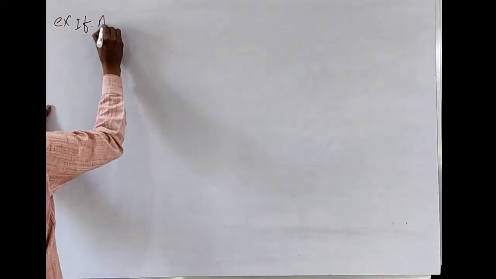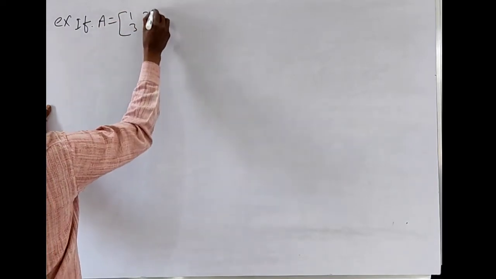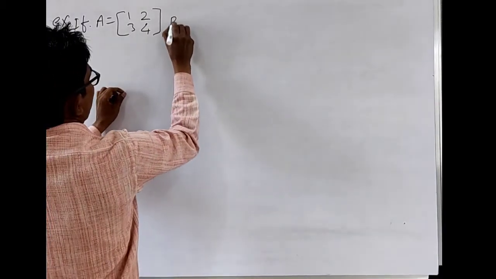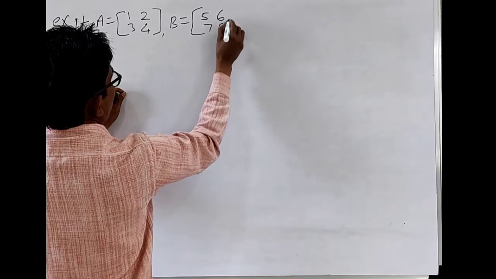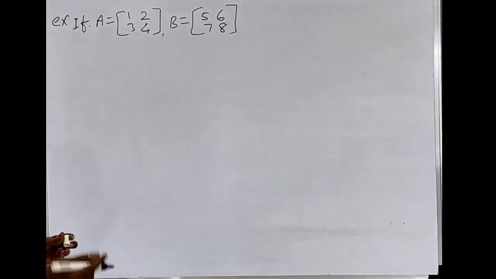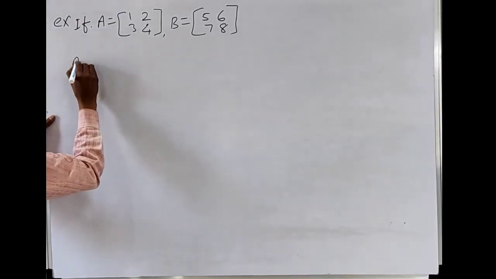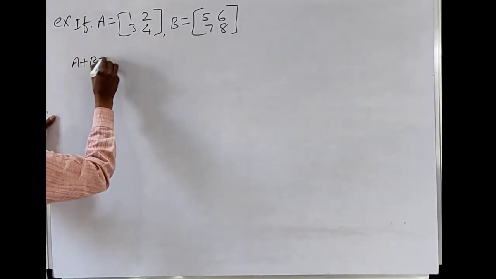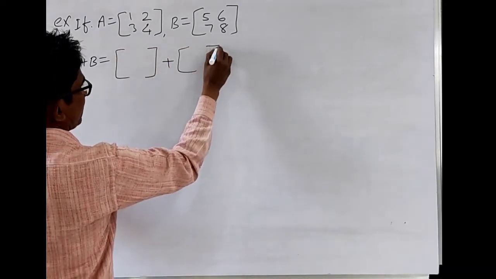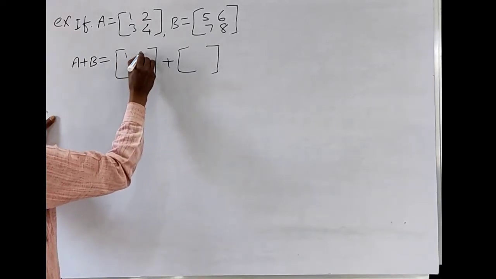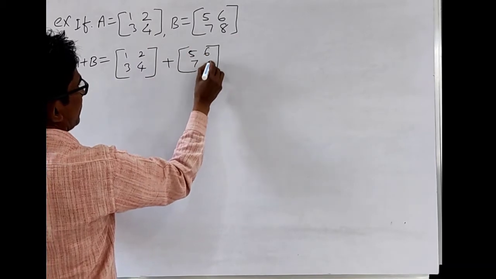If A is equal to [1, 2; 3, 4] and B is equal to [5, 6; 7, 8], then let us verify the commutative property of matrices under addition. So do first A plus B. A plus B is equal to A matrix plus B matrix. So what is A matrix? [1, 2; 3, 4] and B is [5, 6; 7, 8].